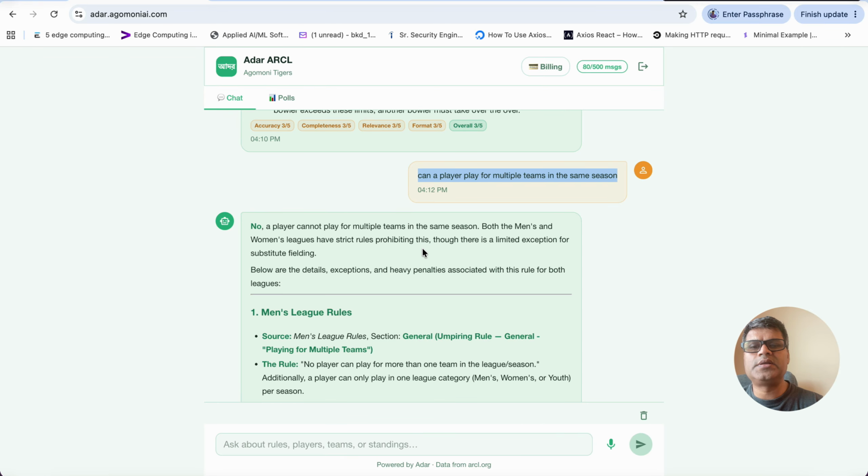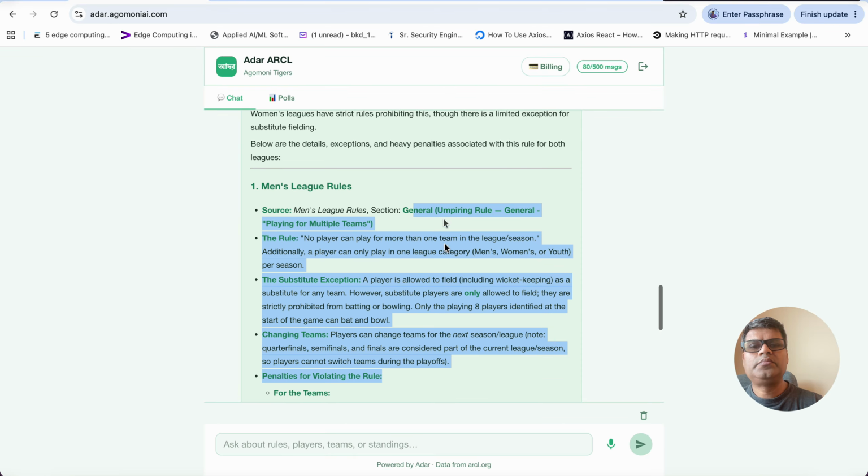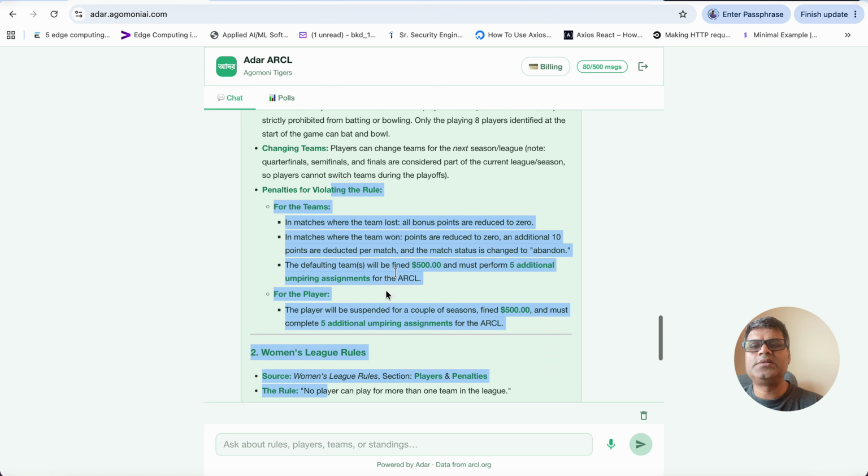Both the men's and women's leagues have strict rules prohibiting this, though there are limited exceptions for substitute filling. Men's league rules are the source, meaning in the ARCL. It explains what the rule is, what the substitute exceptions are, and what the penalty is for violating the rules. For example, for penalties for teams violating the rules: in matches where the team lost, all bonus points are reduced to zero. Or in matches where the team won, points are reduced to zero and an additional 10 points are deducted per match, and the match status is changed to abandoned.